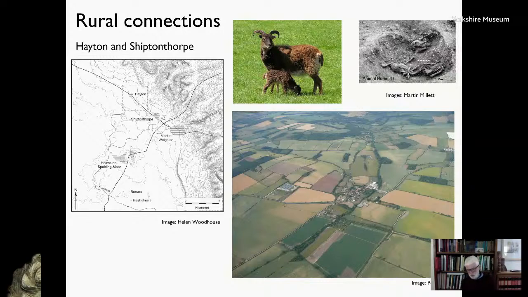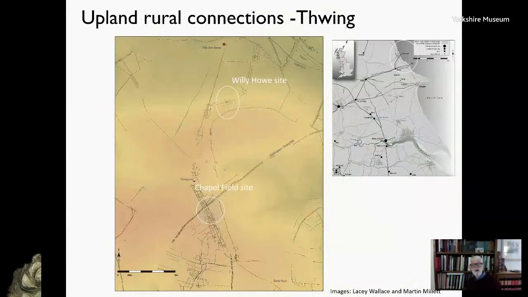So we begin to see the complementarities of industry, the complementarities of agricultural landscapes reflected in the nature of the settlement pattern. And if you will then indulge me, I'm going to move up onto the walls to look at the way in which one of the sites that we've looked at, Thwing, the far edge of the walls, might fit in with this.